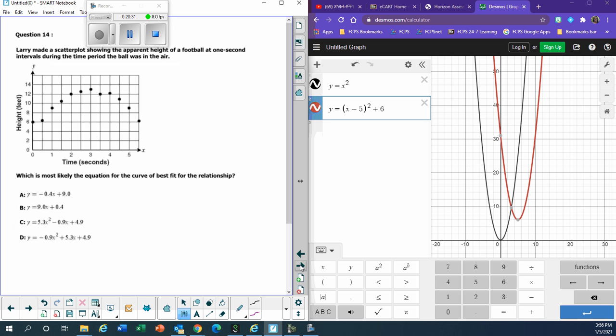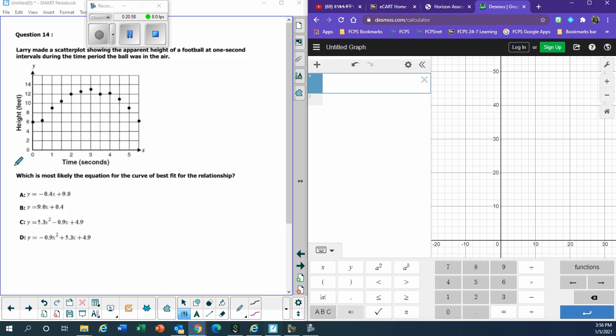Okay. All right. So this is the one that Mr. K was showing you guys. It says Larry made a scatter plot showing the apparent height of a football at 1 second intervals during the time the ball was in the air. Which is most likely the equation of the curve? All you do is put it in. So which graph is going to be it?